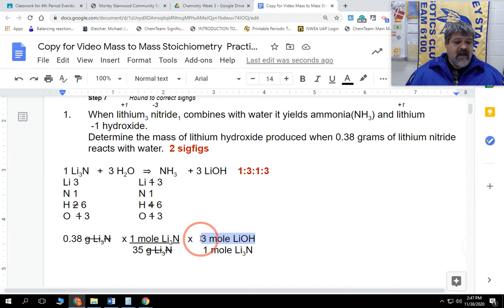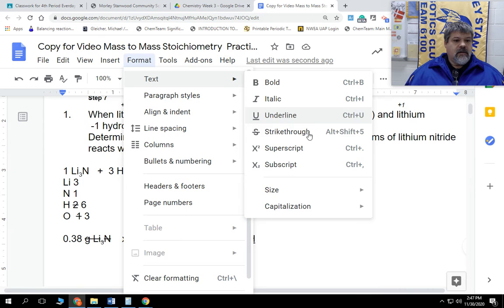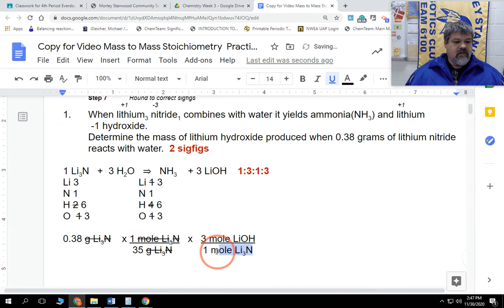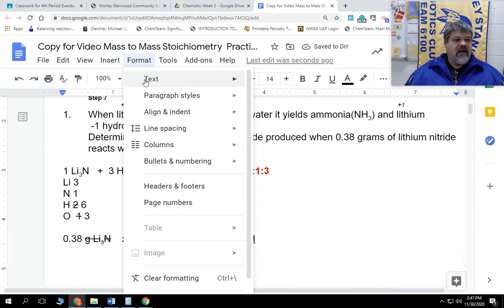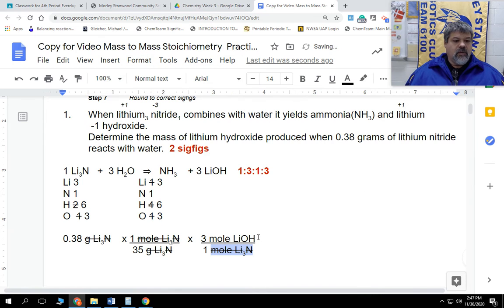So then we're going to go ahead and highlight or underline that, and we're going to get rid of anything that we can get rid of. So moles of lithium nitride on top, moles of lithium nitride on bottom. So we can go ahead and get rid of that right there. So we get rid of the first one, and then we get rid of this. Now we have it in moles of lithium hydroxide, but we don't want it in moles. It's asking for the mass of lithium hydroxide.